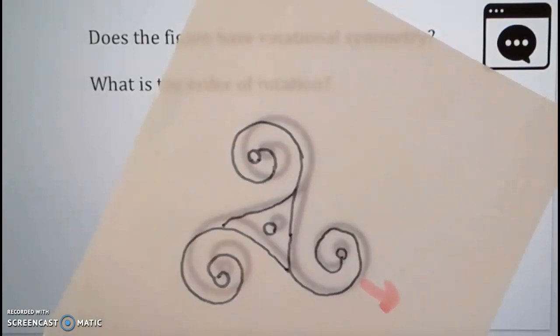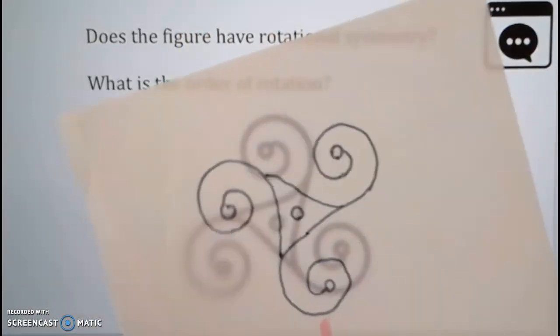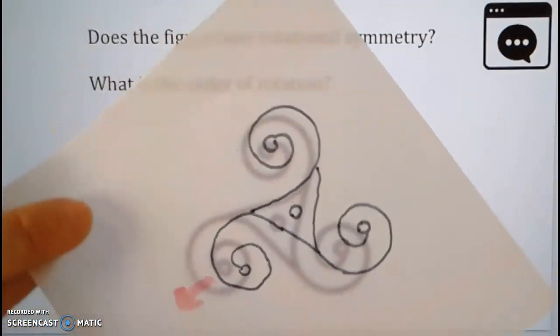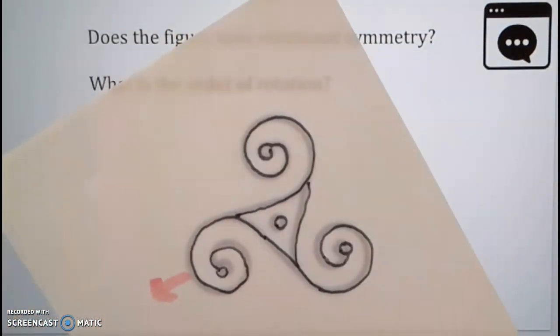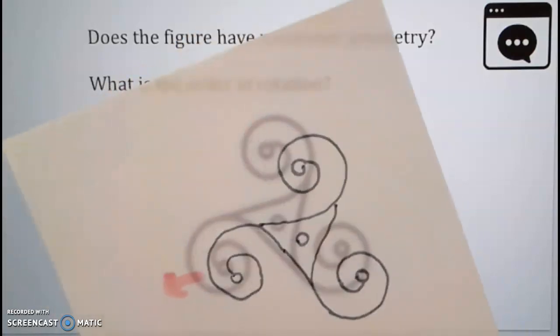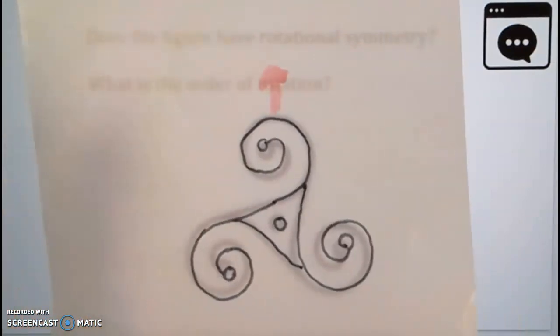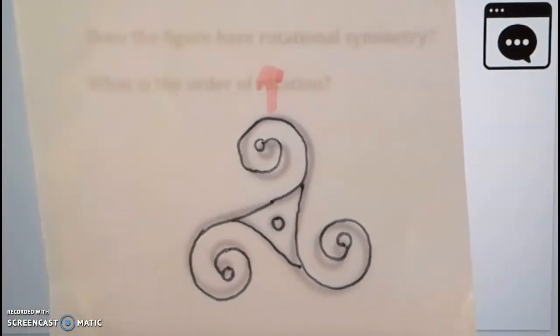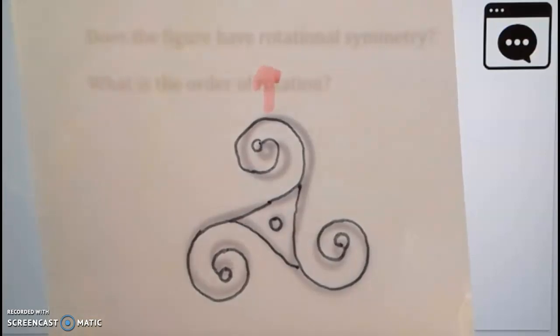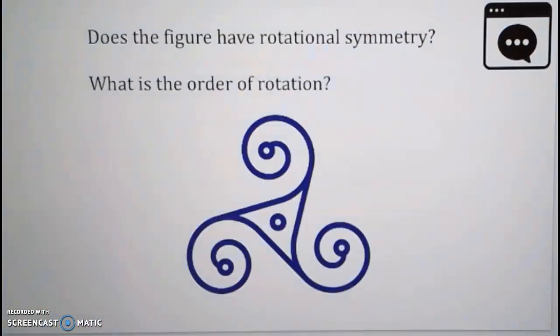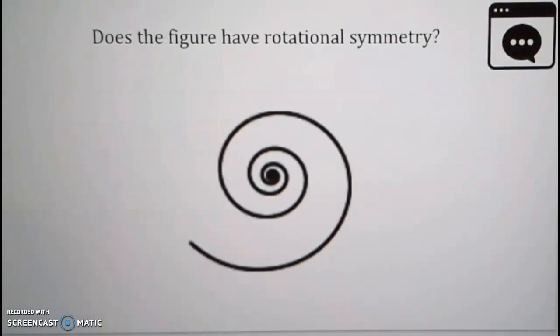Okay, so then I keep doing that, and then it matches up yet again. We still have not done the first turn yet, and then this is the third time when we reach the full rotation or full turn. So it matched up 3 times before we made the 3 turns. That tells me that yes, this image has rotational symmetry, and the order of rotation, because it matched up 3 times, is 3.